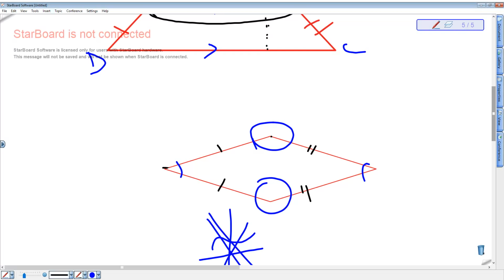Please make sure you follow along with the trapezoid kite sheet, the sheet that I gave you where you have to work out the interior angles. There was a chart, and the last one was a parallelogram sheet.